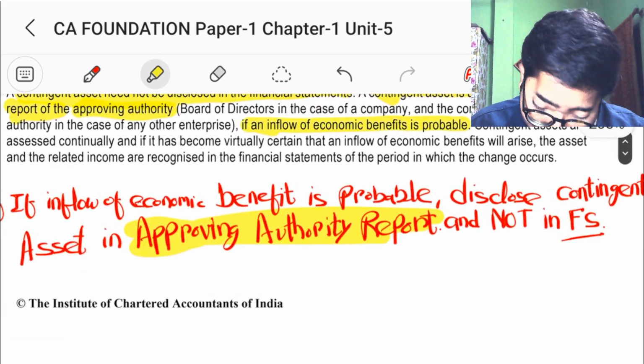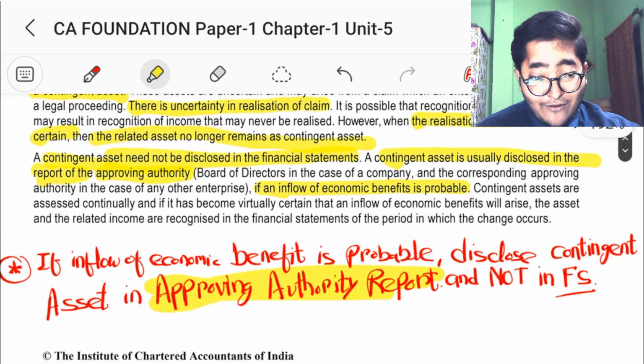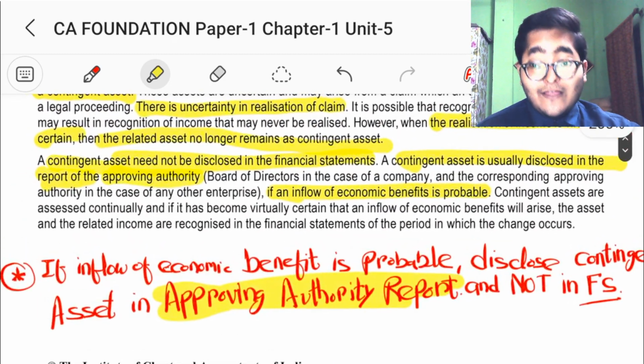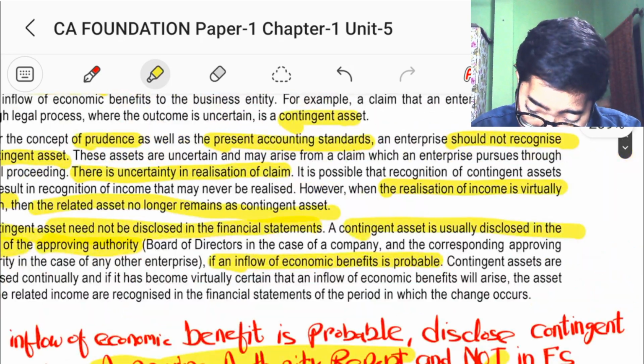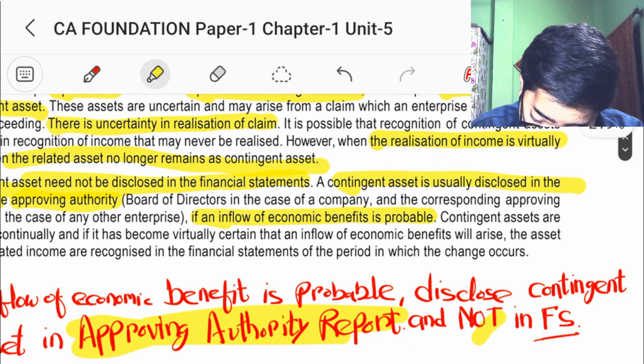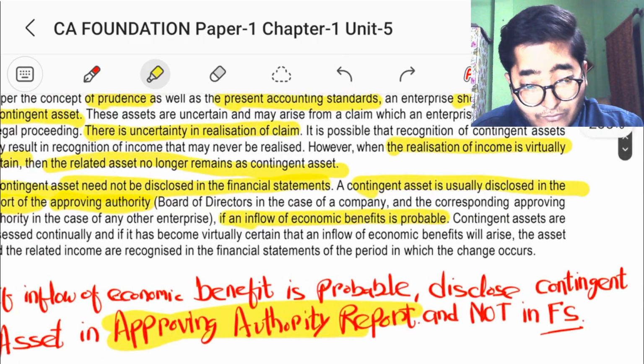The point is clear. You can also make a note for your better understanding and for your better revision during your examination or one day before examination. Contingent assets.